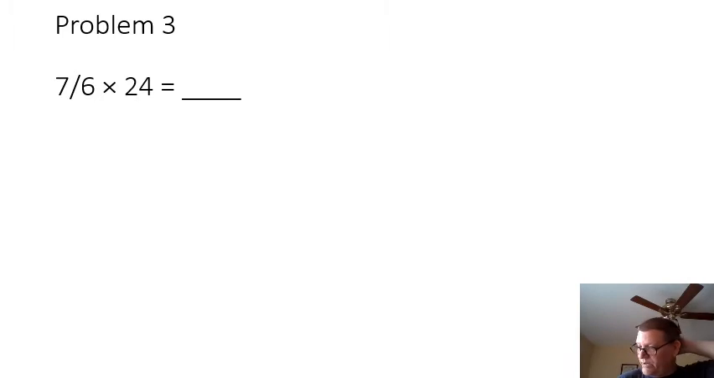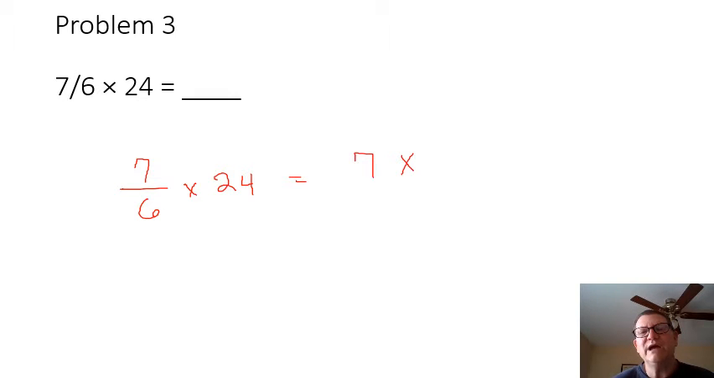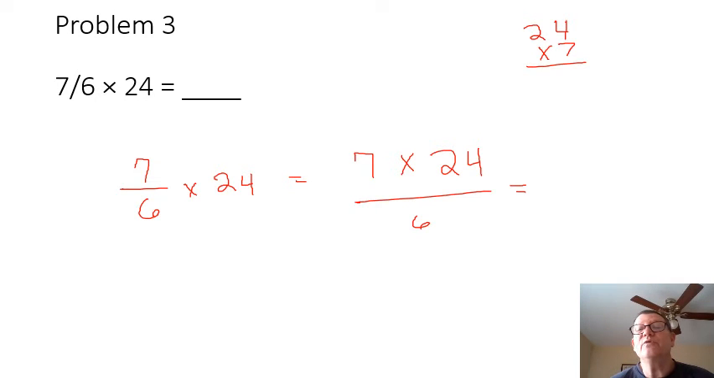Okay. Let's try this next one. Oh, we got a fraction greater than 1 this time. Let's see if this changes what we do. Okay. Now I got 7/6 times 24. So I'm going to end up with 7 times 24 over 6. Wow, I'm going to get a big number on this one. Let's try it. Now I got 24, and I got to multiply it by 7. So 7 times 4 is 28.